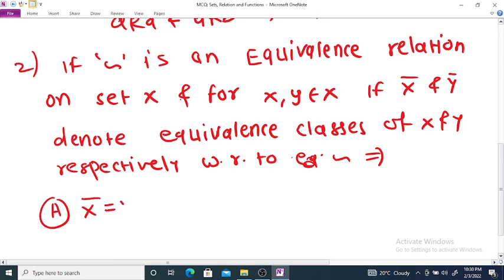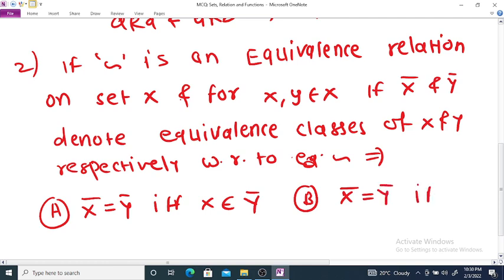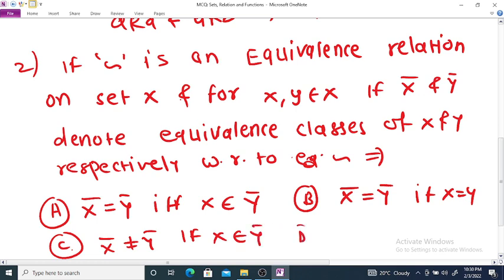bar if and only if x belongs in y bar. B, x bar is equal to y bar if and only if x is equal to y. Number C, x bar is equal to y bar, x bar is not equal to y bar if x belongs to y bar, and number D, none.